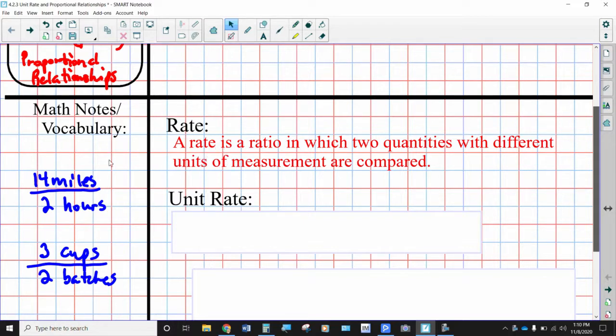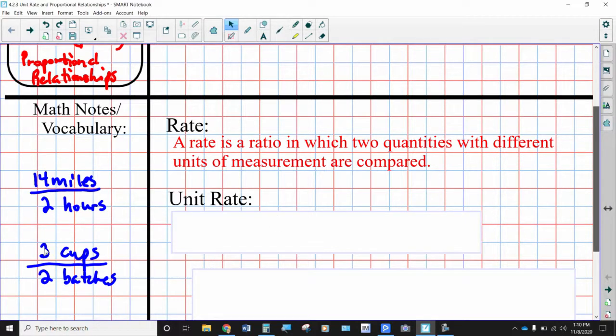So, 14 miles in 2 hours. The ratio is a 14 to 2 ratio, but we are talking about specific units of measurement where we're talking about miles and hours. So the rate is going to be a number of miles per hour once we eventually get to a unit rate.